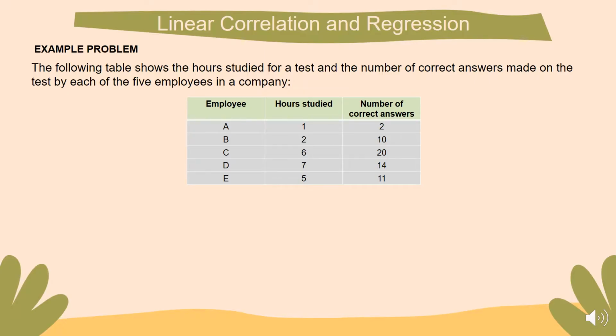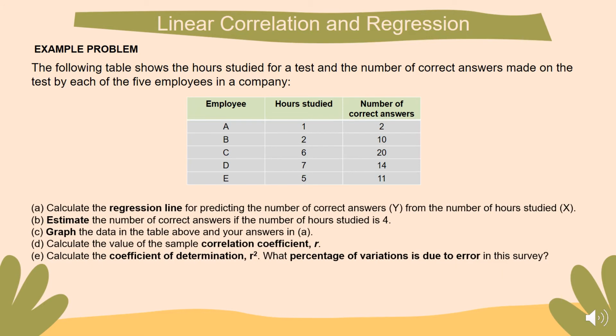Here is one example problem. Let's go through the question first. The following table shows the hours studied for a test and the number of correct answers met on the test by each of the 5 employees in a company. This is the data given in the question.